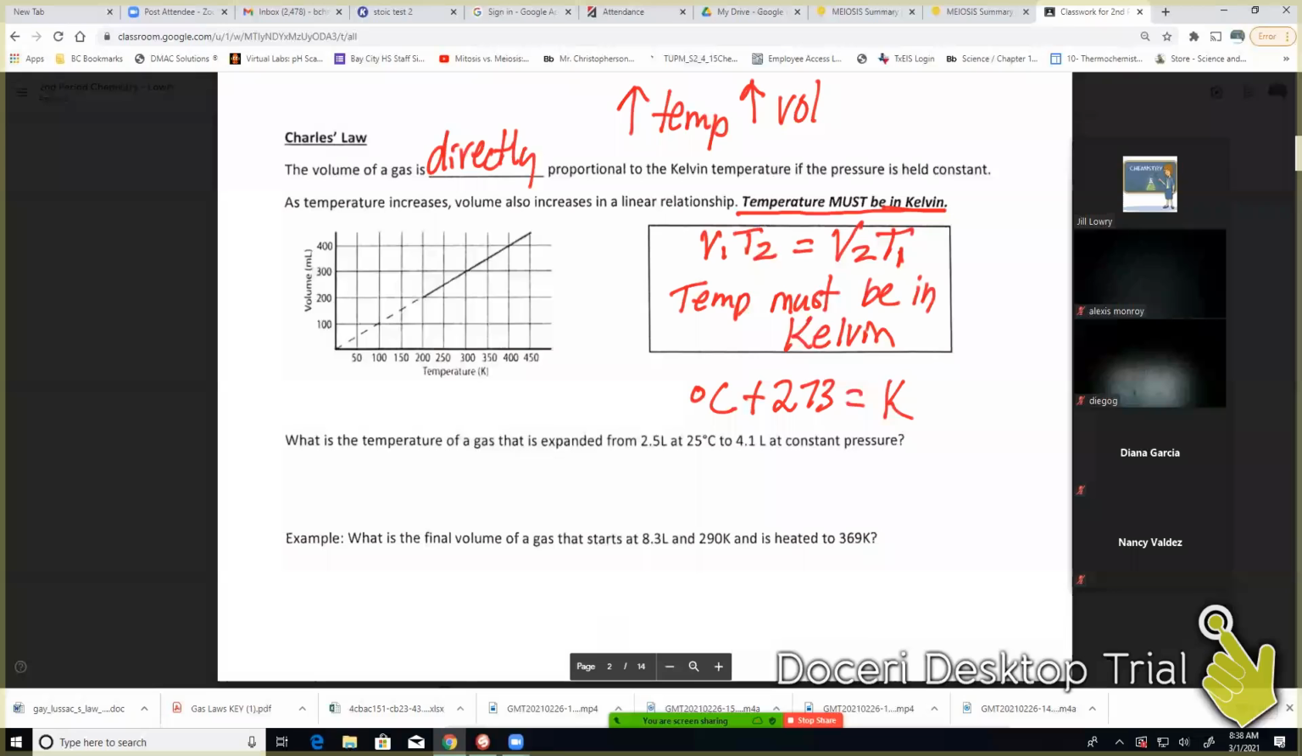All right, so we'll just look at a couple of these. It says, what is the temperature of a gas that is expanded from 2.5 liters at 25 degrees Celsius? So 2.5 liters, that would be my beginning volume.